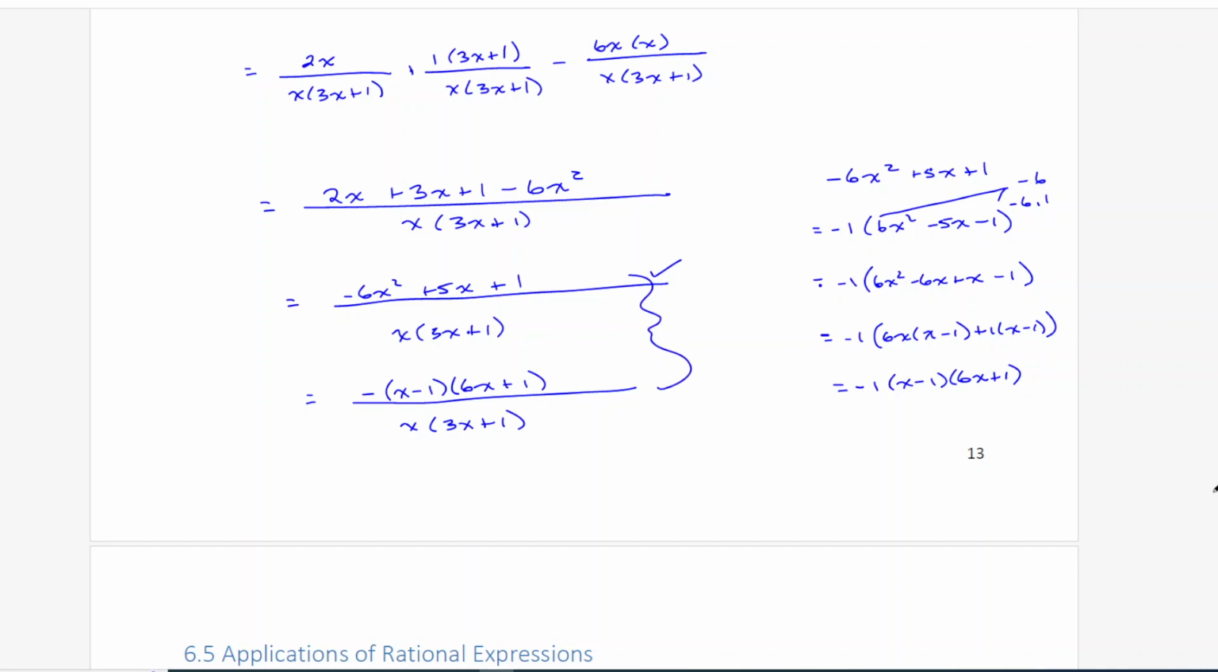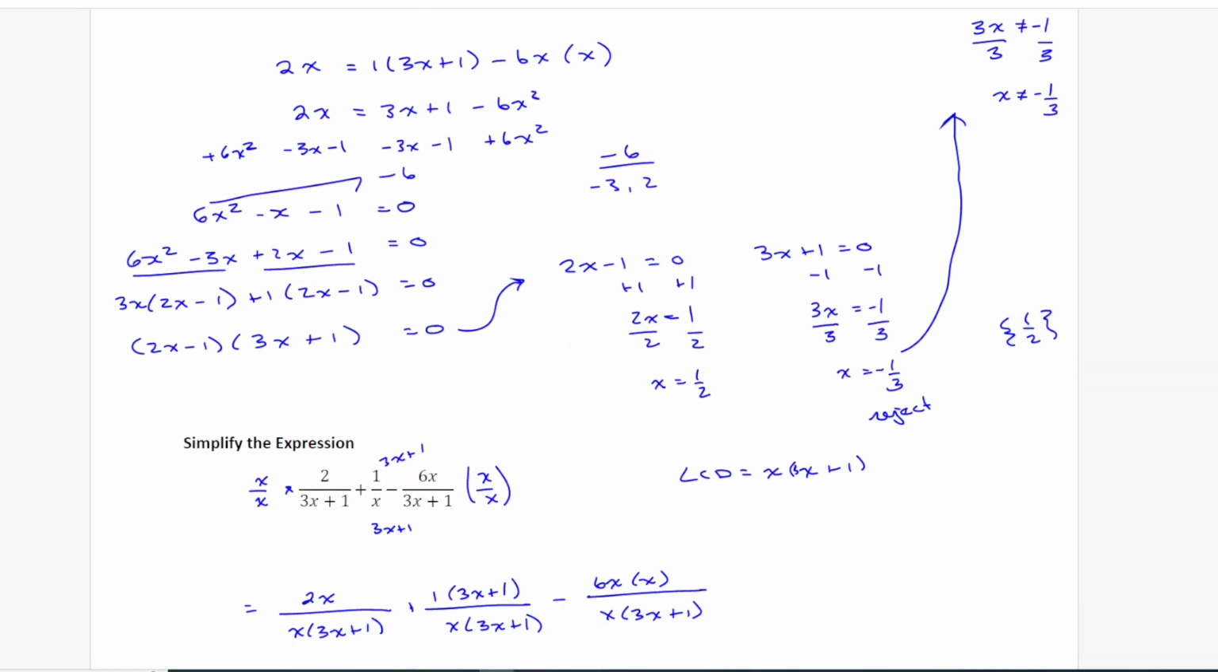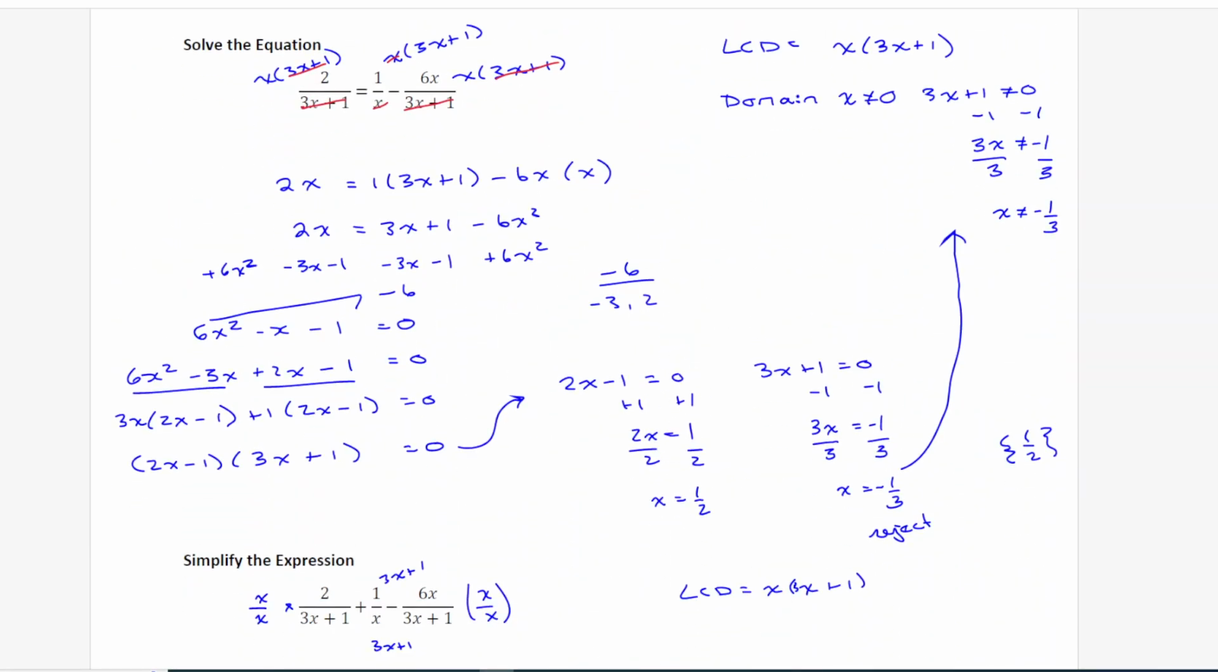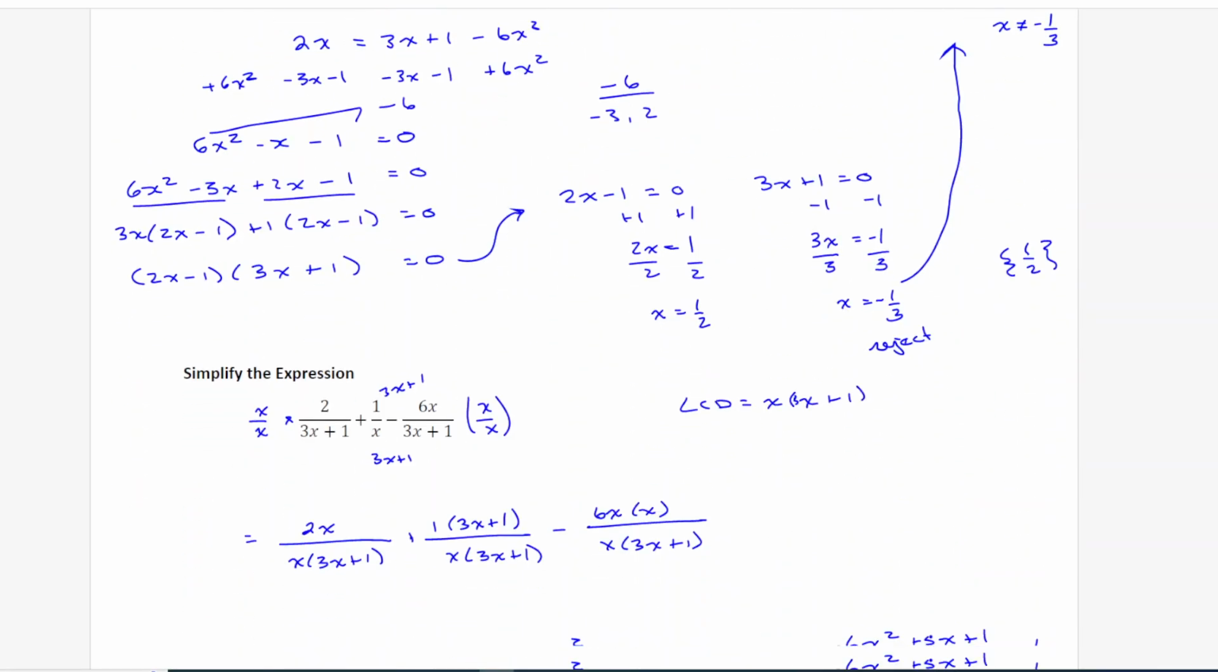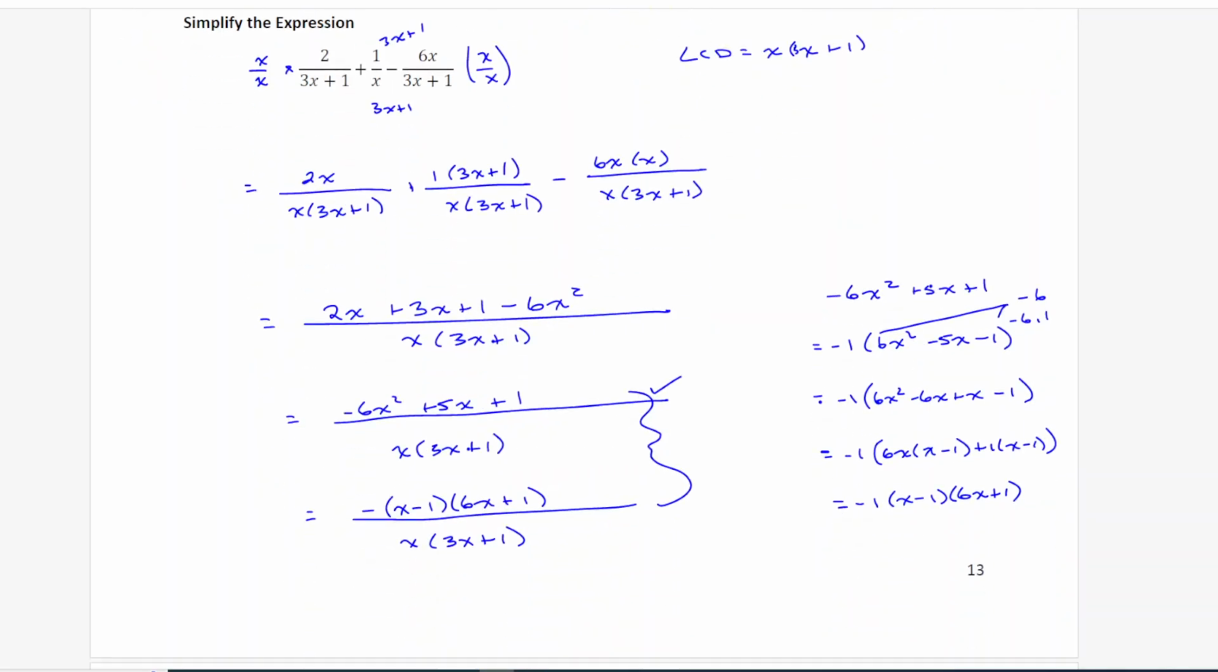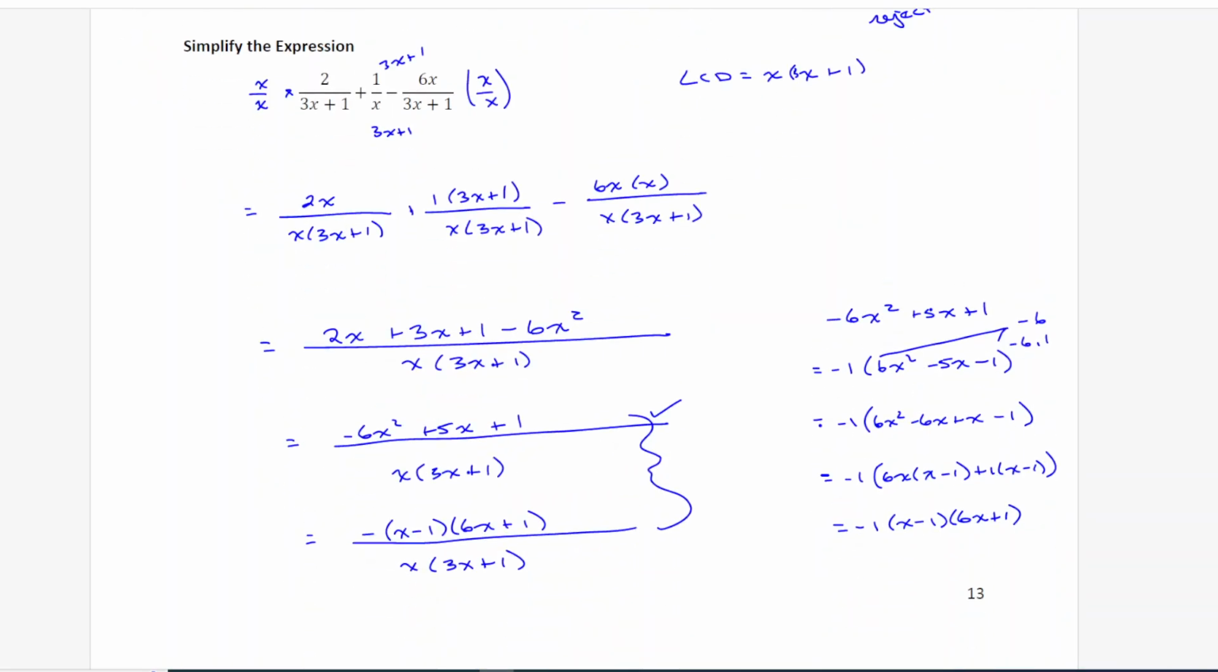So big difference. This one, we got to a point where x equaled things. There were values of x that made this equation true. This is just a simplified form of the expression. All we did was create a common denominator so that we could then add and subtract the numerators. Awesome. You are done.